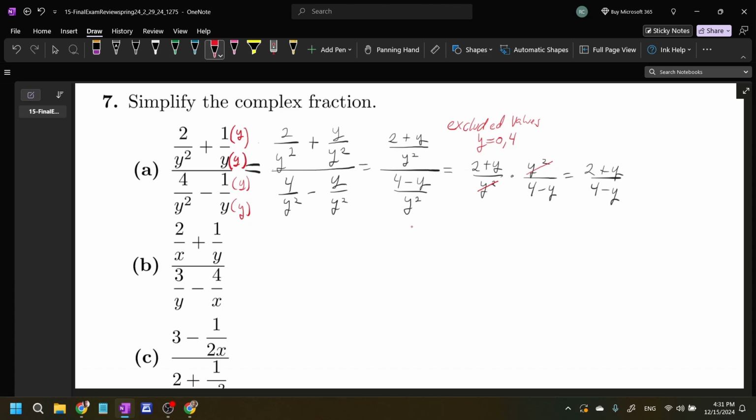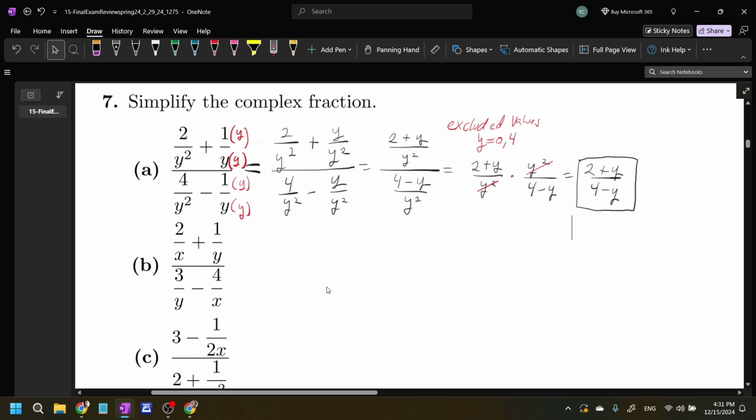Okay, so if it wasn't obvious before, looking at this fraction, we can see that y cannot equal 4. That means y equals 4 is an excluded value. And we have simplified this fraction. We cannot go any further with this. We are done.